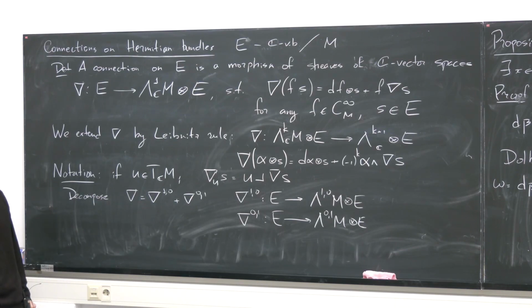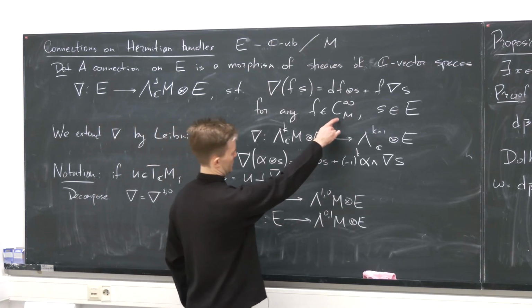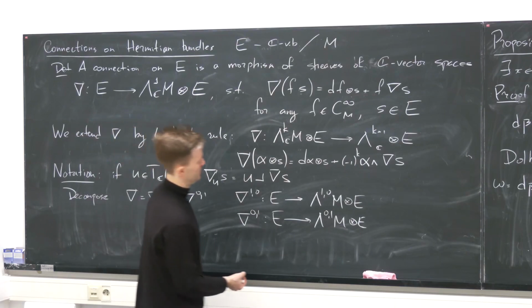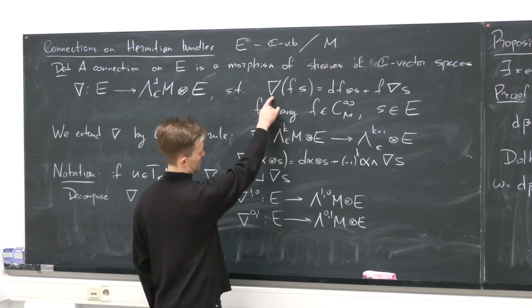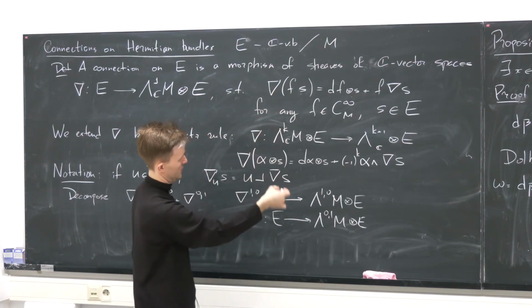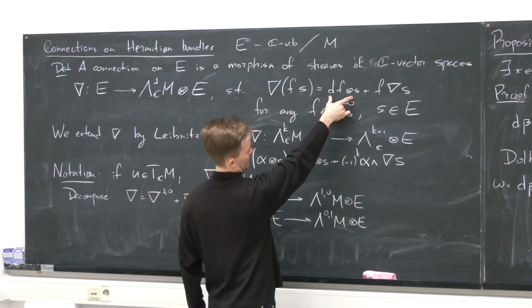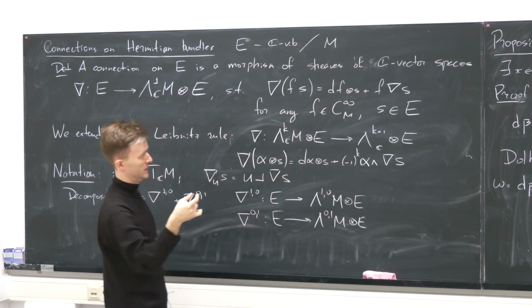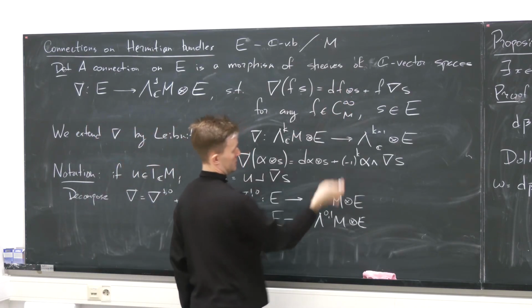So let's recall that if we have two connections on E, then the difference is already C infinity linear. It is linear over the structure sheaf of C infinity functions. Because if we take a difference of two connections, then these two terms are the same for the two connections, and if we take the difference, they cancel each other.